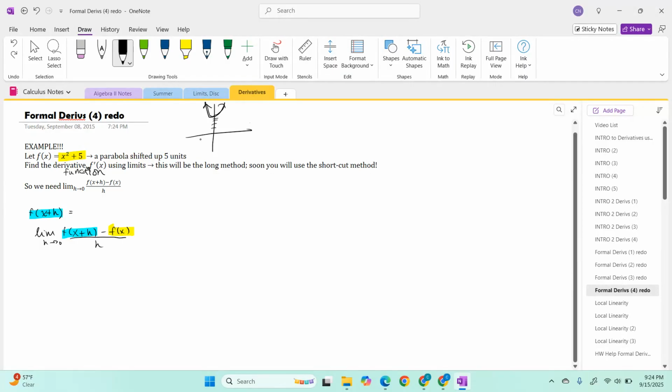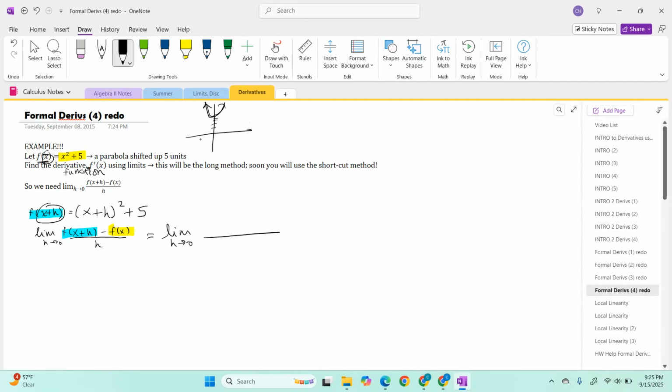So f of x plus h, what on earth does that even mean? That means you're going to take f of x, and instead of x, you're going to put x plus h. So instead of x squared plus 5, I'm going to do (x plus h) squared plus 5. So I'm going to plug that in here. And we've already hopefully emphasized this a lot: you keep writing limit until you plug in.